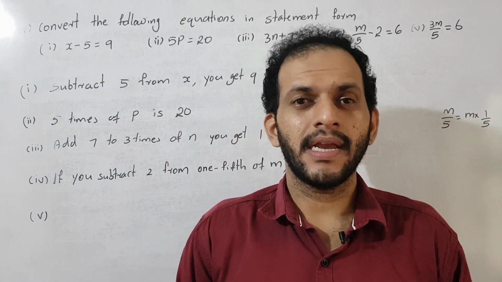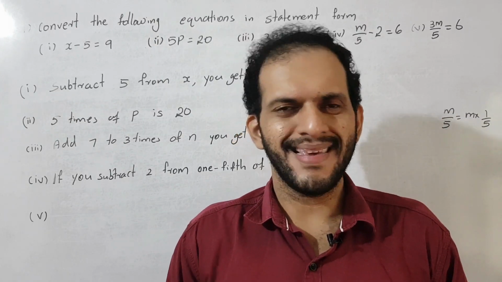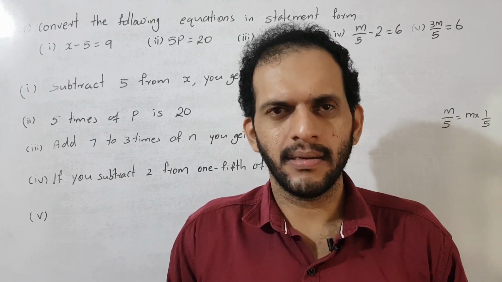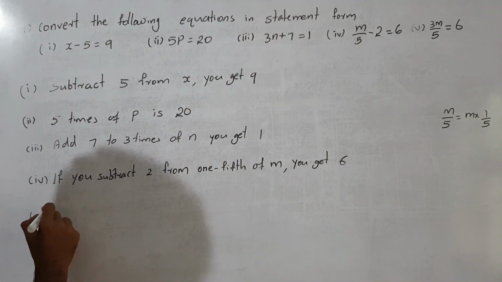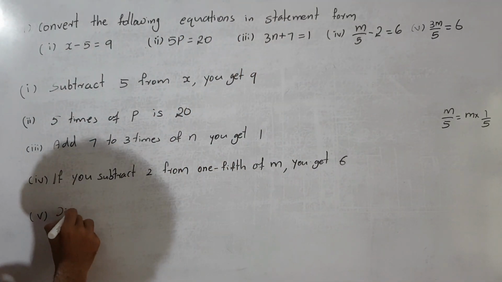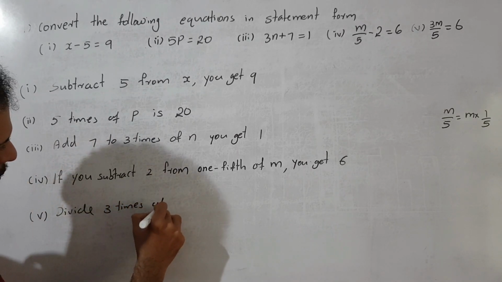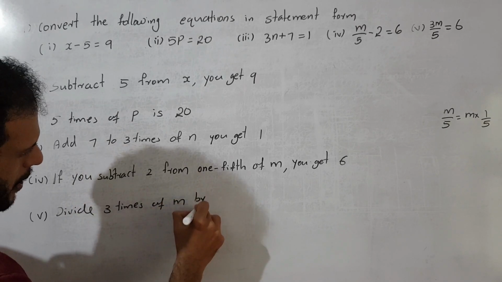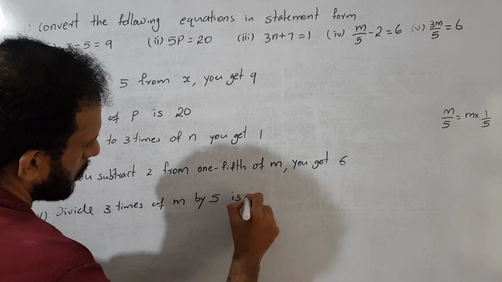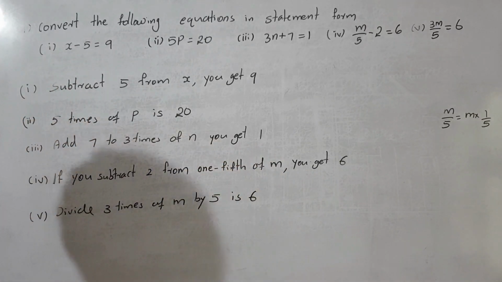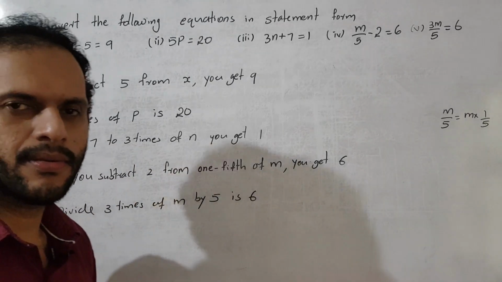Then how to write? Divide 3 times of m by 5 is 6, or you get 6. Okay, then how to write? Divide 3 times of m by 5 is 6.